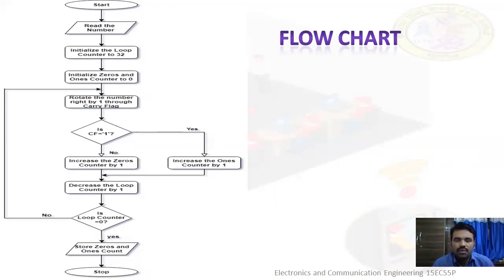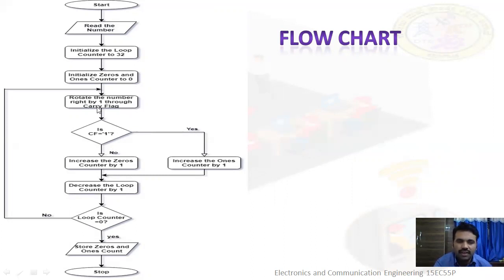Here we are going to the flowchart. A flowchart is a graphical or pictorial representation of a solution to a problem, right? We go with the start and we read the input number for which the zeros and ones count has to be determined. And we initialize the loop counter to 32. Why 32? Because there are 32 bits in a 32-bit integer. And we need to have two counters, for zeros count and ones count. So we initialize those counters to 0.